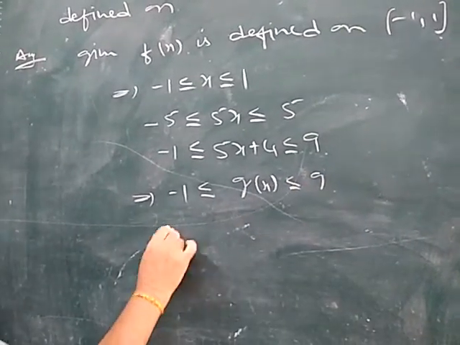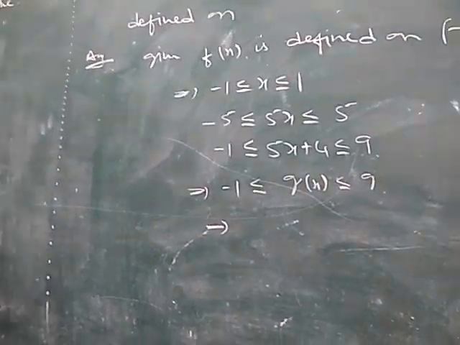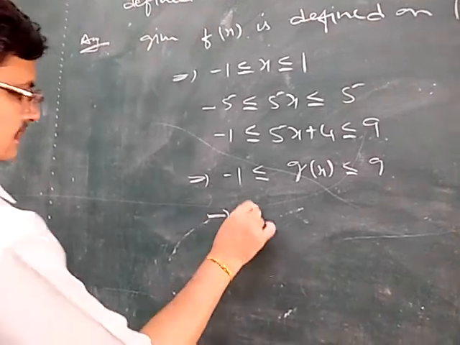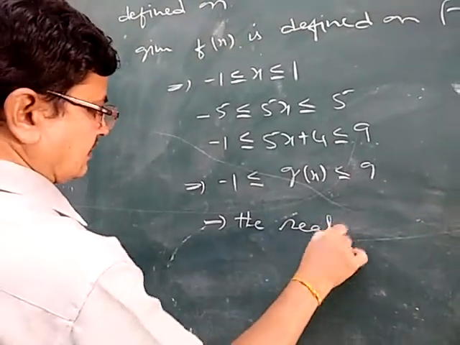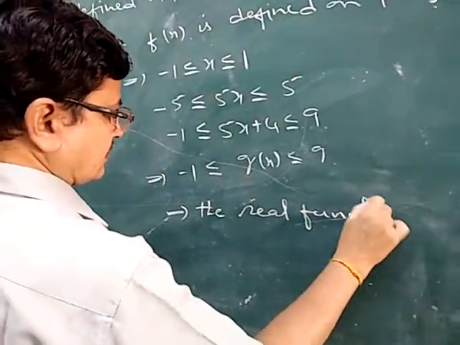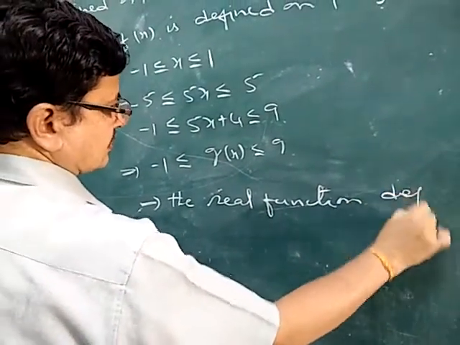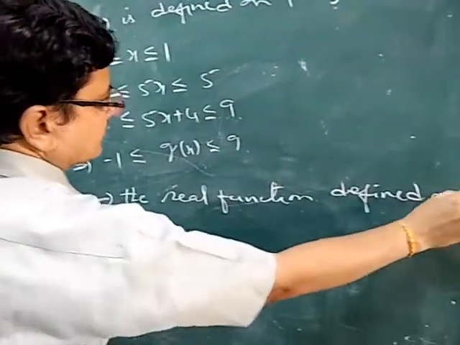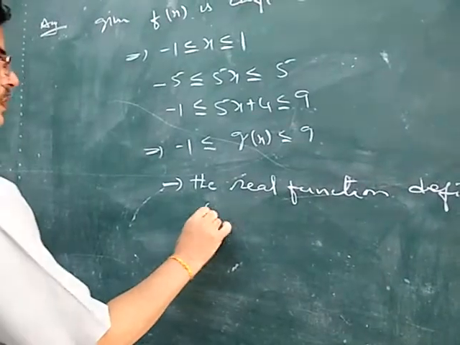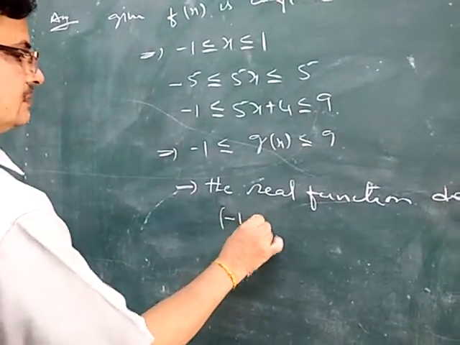So that implies the real function g is defined on the closed interval minus 1 to 9.